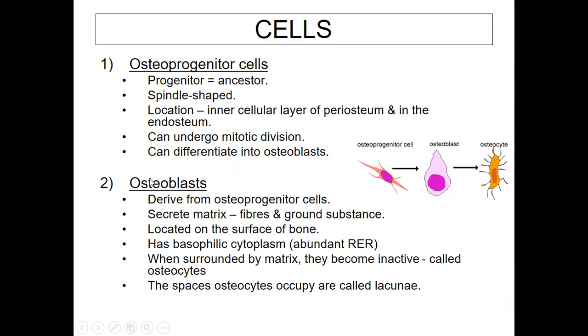Whenever the osteoblast becomes surrounded by the matrix, it becomes inactive, and later it will become an osteocyte. You can see here, this is the osteocyte. The space that the osteocyte occupies is called a lacuna.